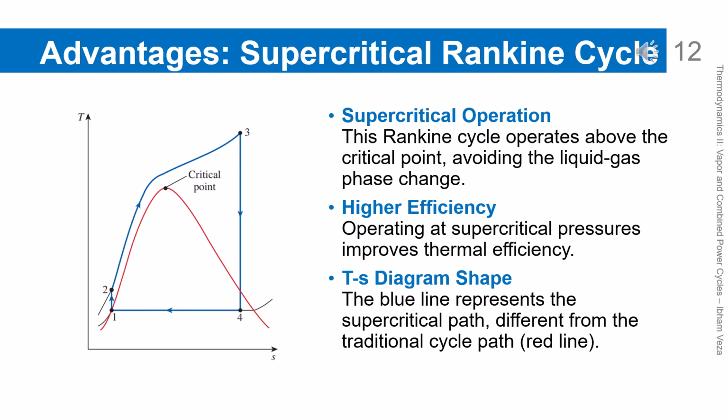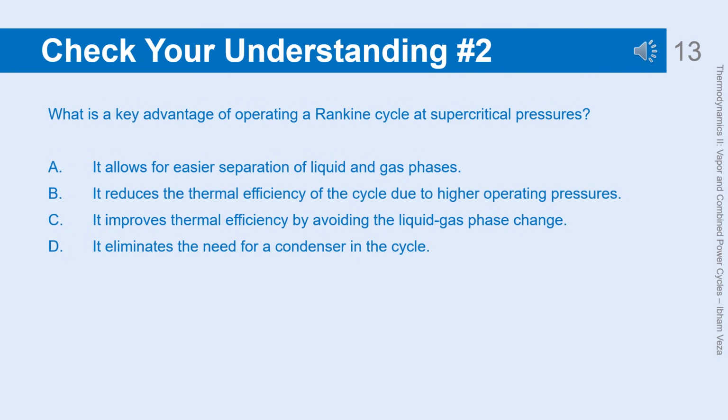Advantages of supercritical Rankine cycle operation. Supercritical operation eliminates two-phase boiling, so heating occurs continuously. The average temperature of heat addition becomes higher, and this directly improves thermal efficiency. The path on the TS diagram no longer crosses the saturation dome. Irreversibility during heating can be reduced. This technology is a standard in modern large coal-fired power plants. Answer C. It improves thermal efficiency by avoiding the liquid-gas phase change.